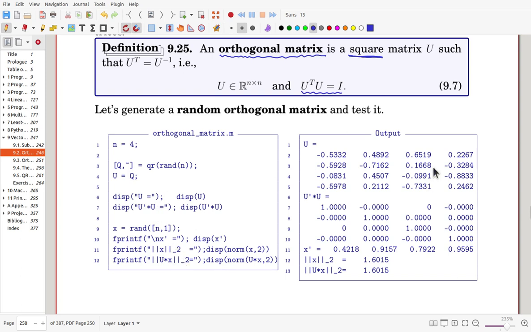Okay, here we have the output. U is the randomly generated orthogonal matrix, and for U transpose U, see here, the diagonal is 1 and the off-diagonal entries are 0. So it is basically identity. And this vector is generated, and its norm and the norm of Ux are the same, right?